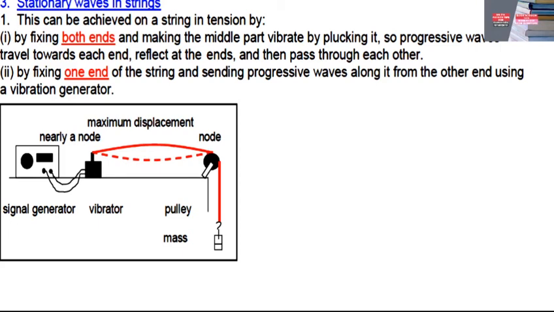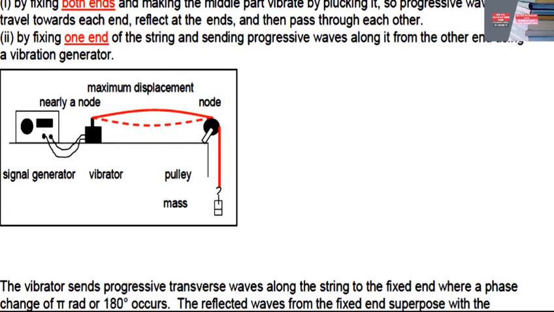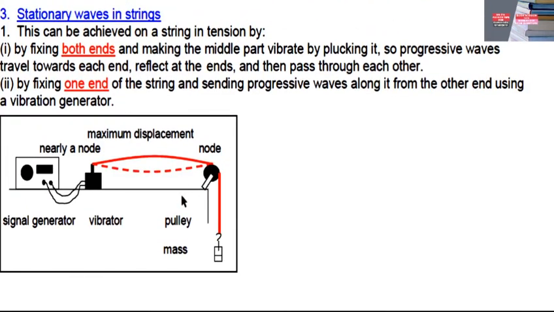The vibrator sends progressive transverse waves along the string to the fixed end where a phase change of pi radians or 180 degrees occurs. The reflected waves from the fixed end superpose with the incident waves to form a stationary wave at certain frequencies. So this is going to vibrate, and then we're going to have superposition there forming a stationary wave.